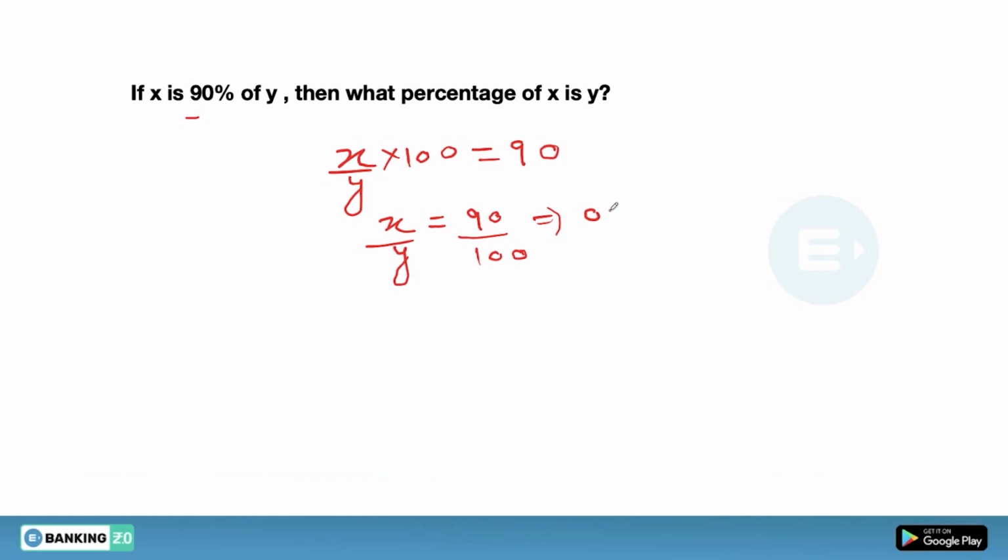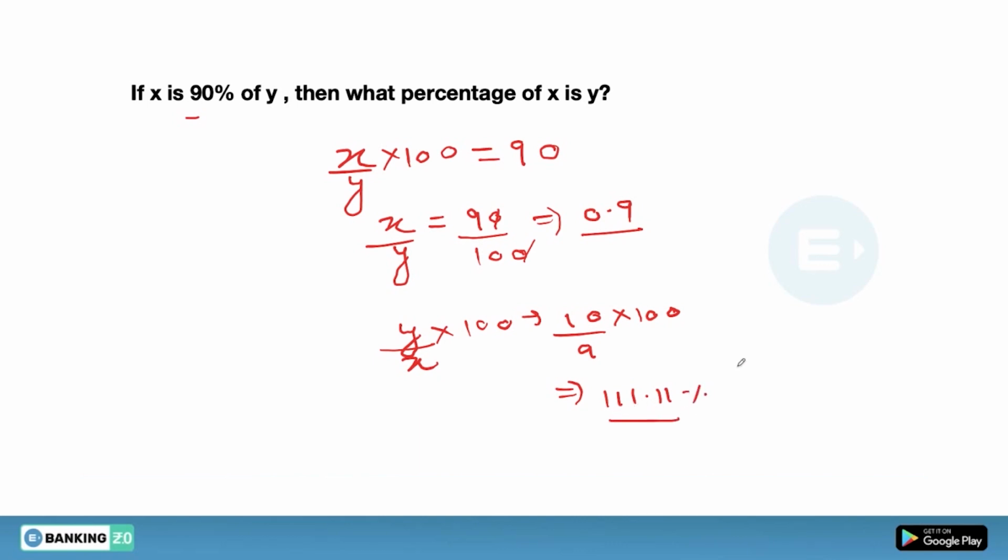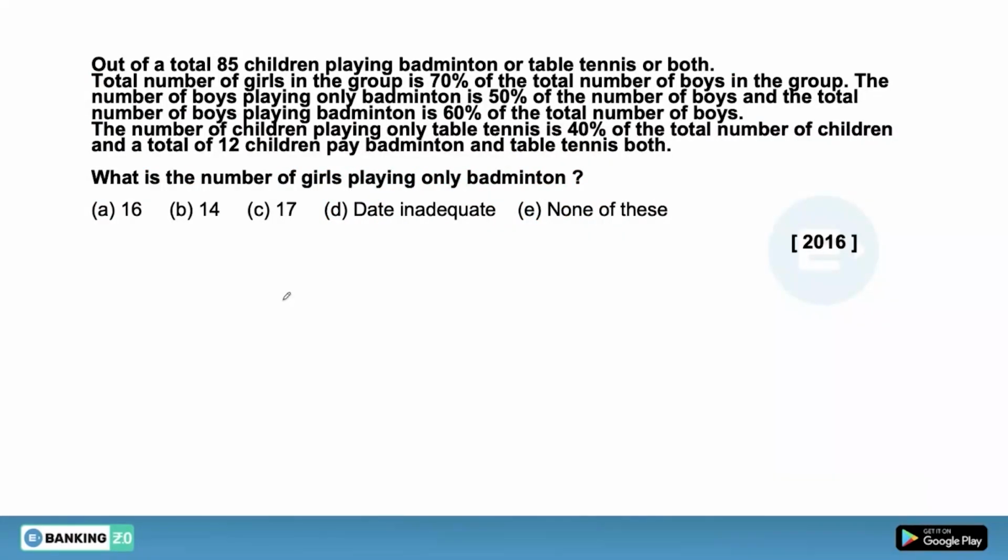equal to 0.9. Fine. Now if someone says that you have to calculate y upon x, for y upon x, what will you do? You will just reverse it. That is 10 by 9 into 100, and this will give you 111.11%. Fine. So this question is of IBPS 2016.